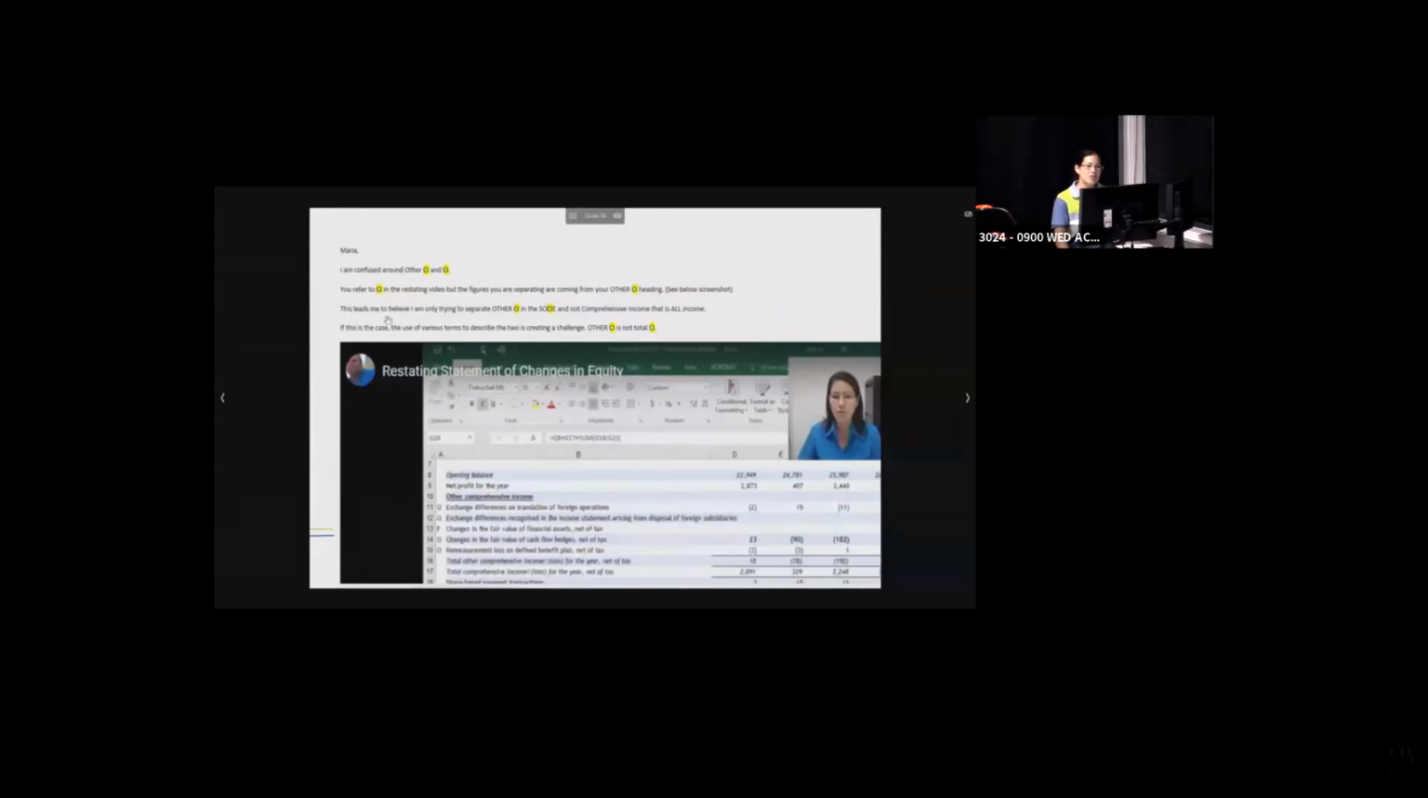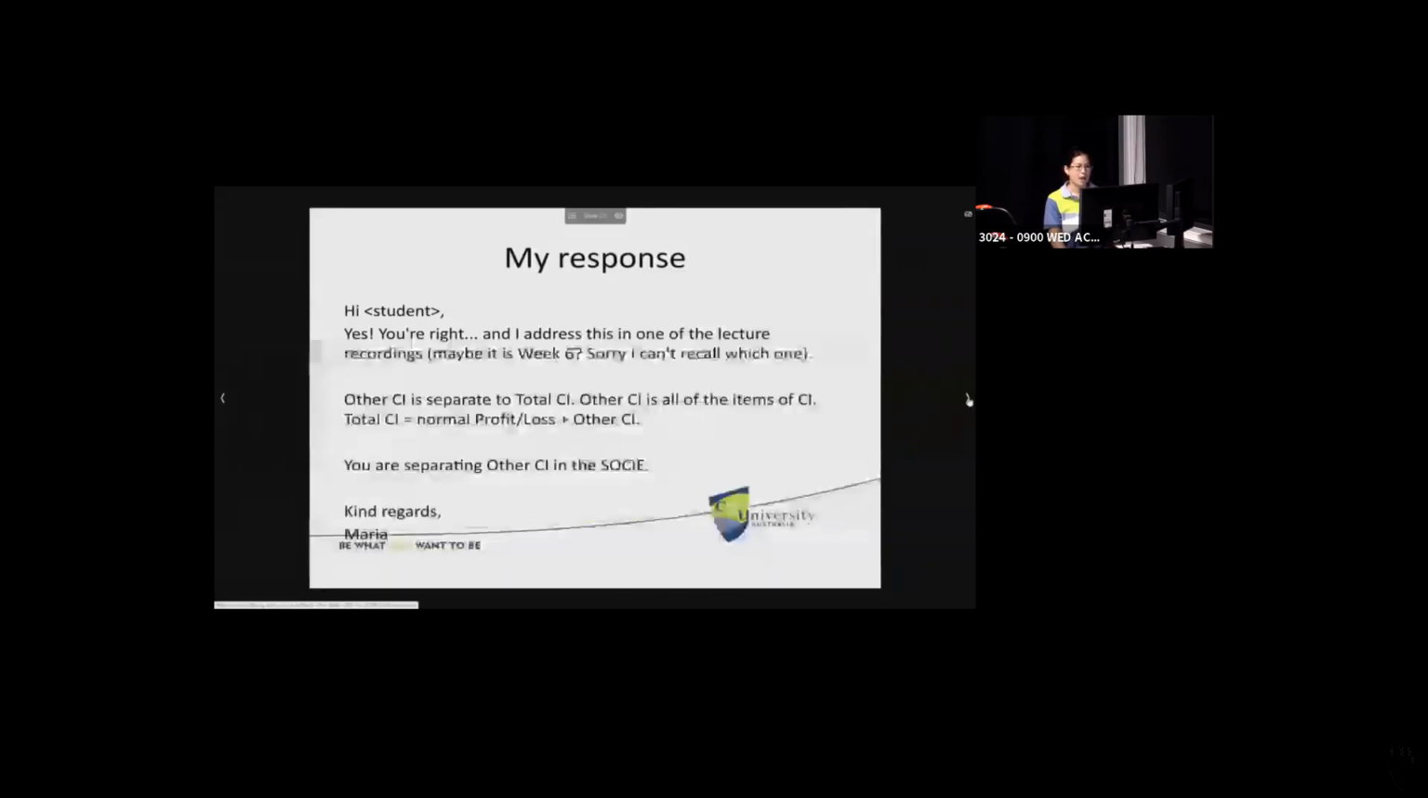This leads me to believe I'm only trying to separate other CI in the statement of changes in equity and not CI, that is all income. If this is the case, the use of the various terms to describe the two is creating a challenge. Other CI is not total CI. That was what the student wrote to me about. And so I wrote, yes, you are right. And I actually addressed this in one of the lecture recordings for that term.